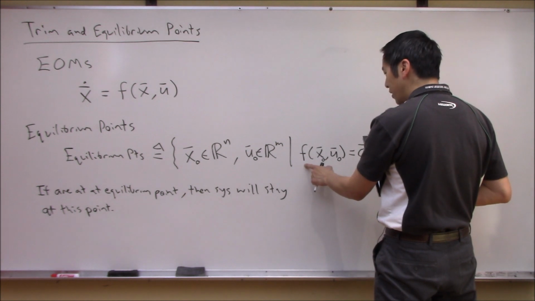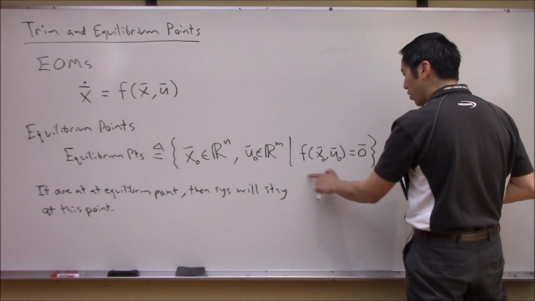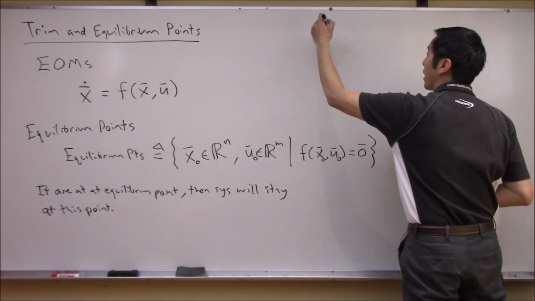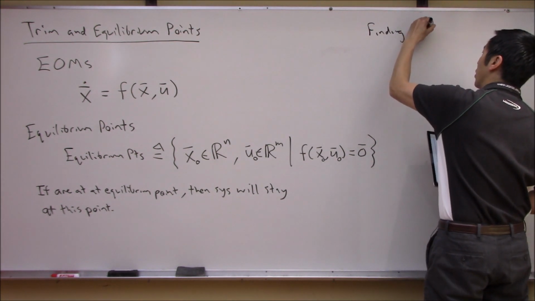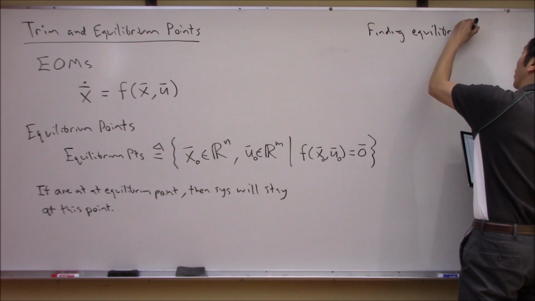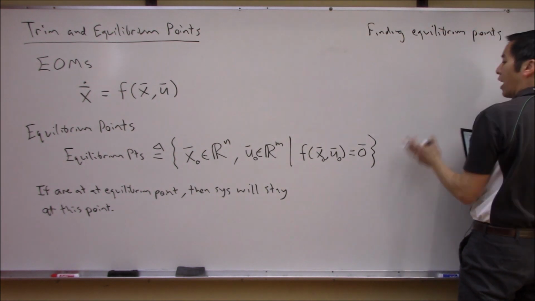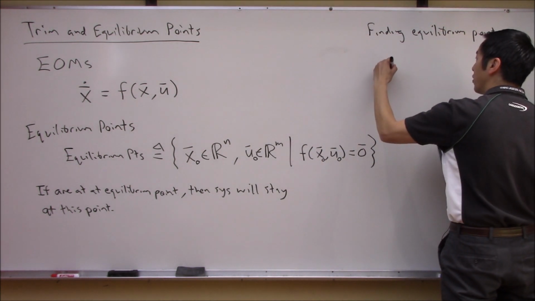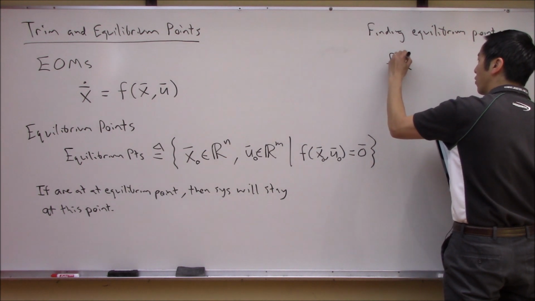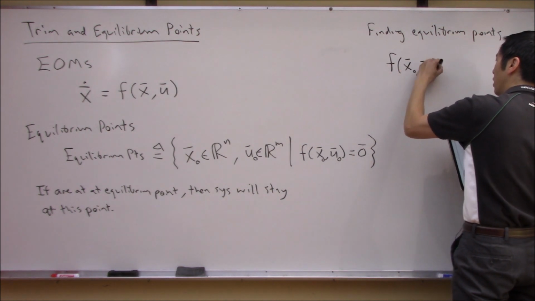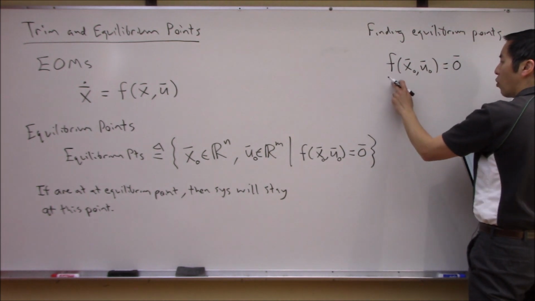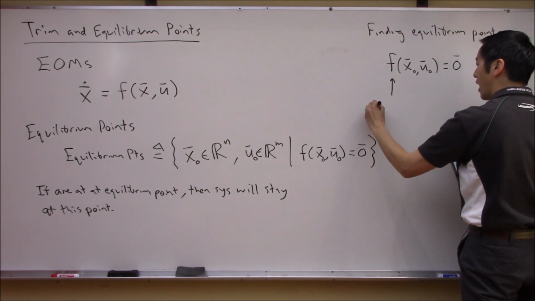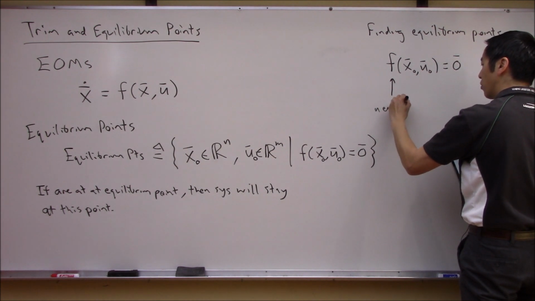Right? What you're basically doing is you need to solve this equation over here, right? So let's say, how about finding equilibrium points? It's basically solve this equation. All you have to do is solve f of x naught, u naught is equal to 0, right? So this is n equations.